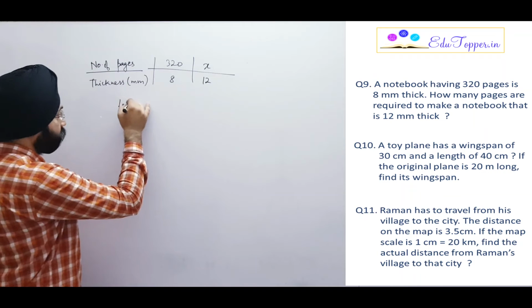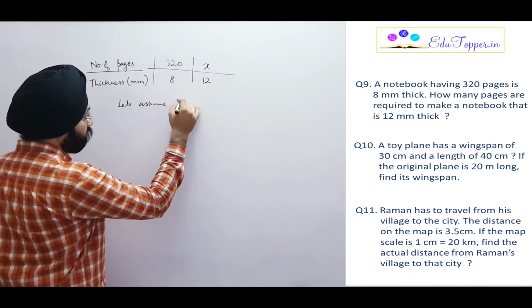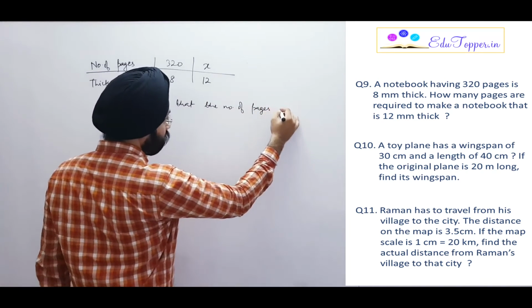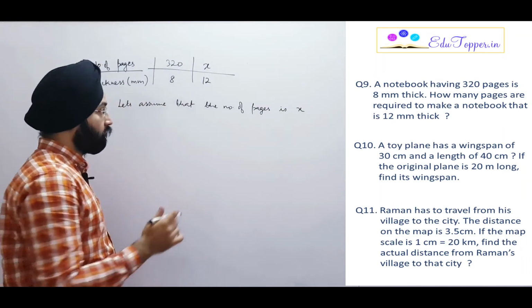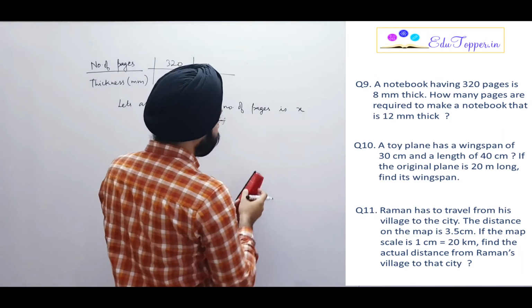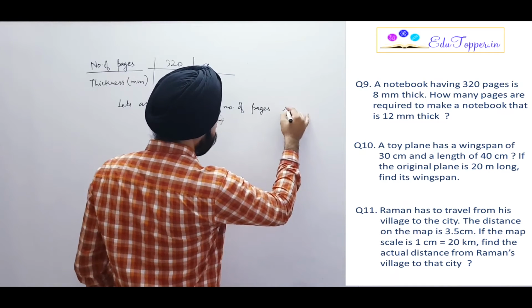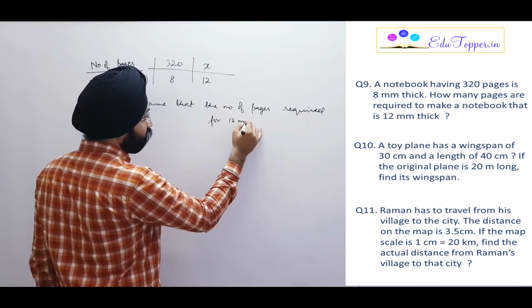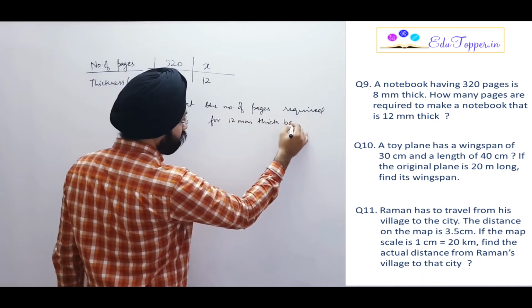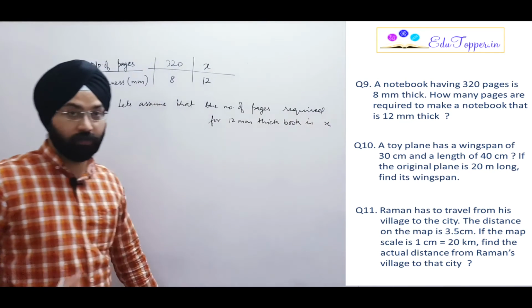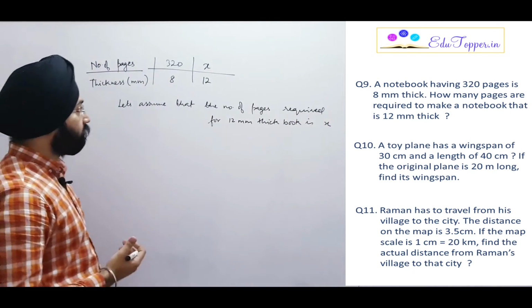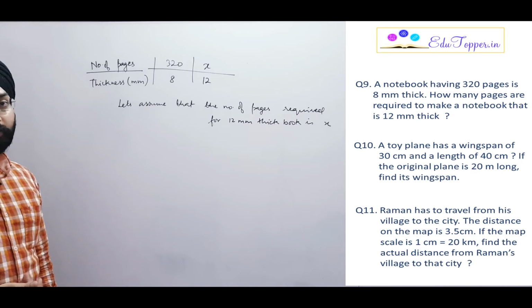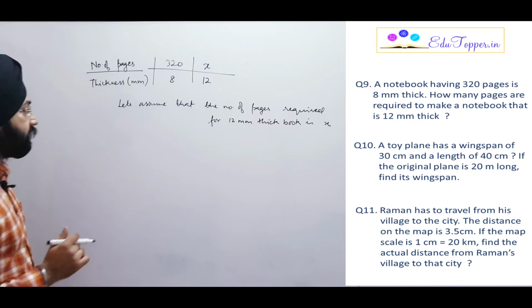Let's assume that the number of pages required for a 12 millimeter thick book is X. So this is the complete sentence. So हम ऐसा मान लेते हैं कि अगर 320 पेजेस के लिए 8 मिलीमीटर्स की बुक है तो 12 मिलीमीटर्स की बुक के लिए नंबर ऑफ पेजेस होंगे X, राइट?